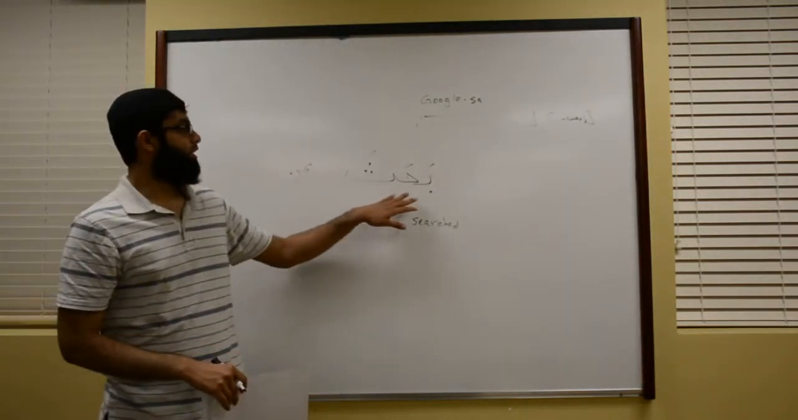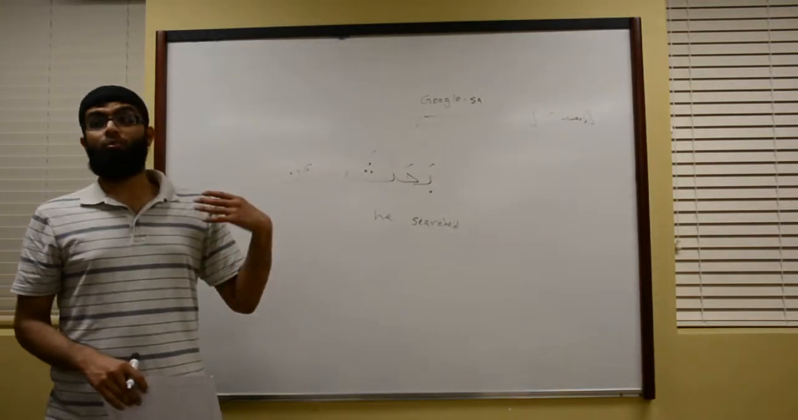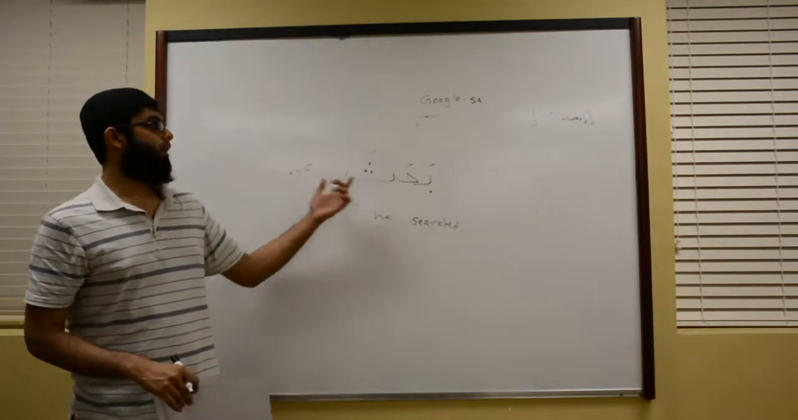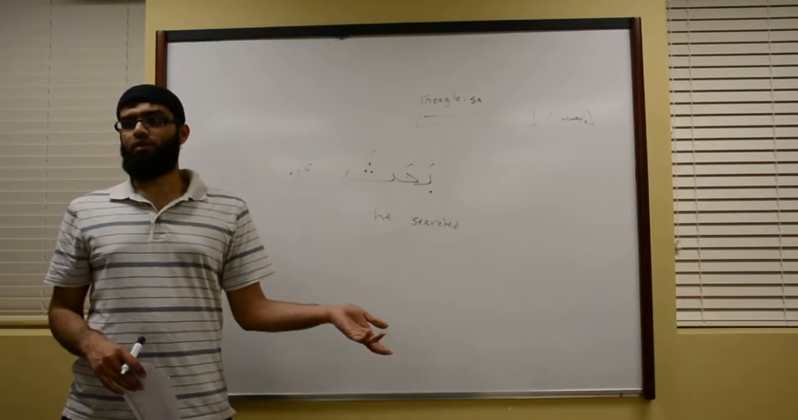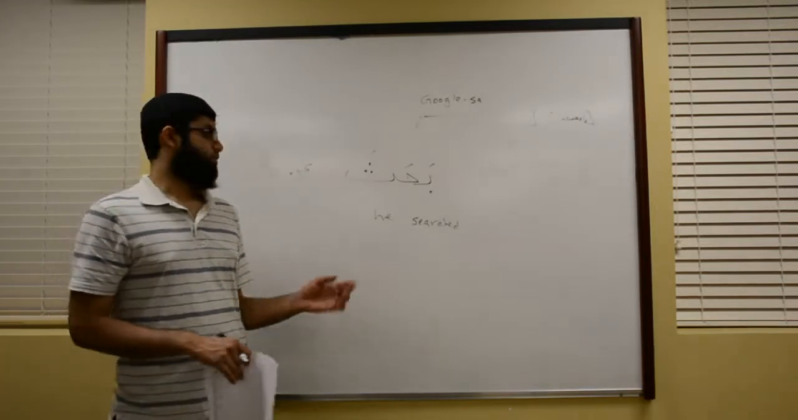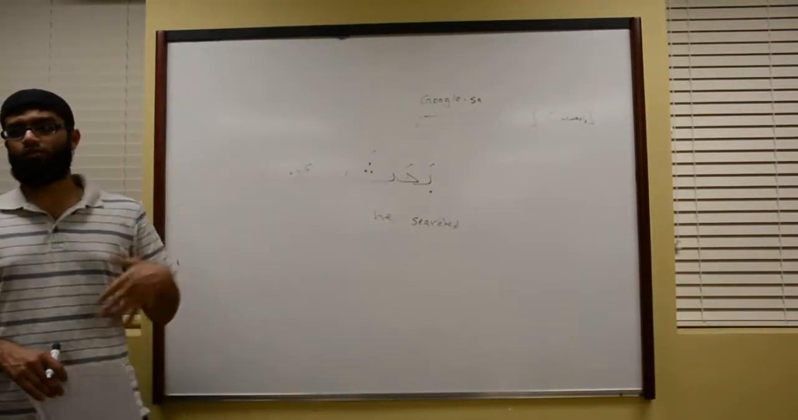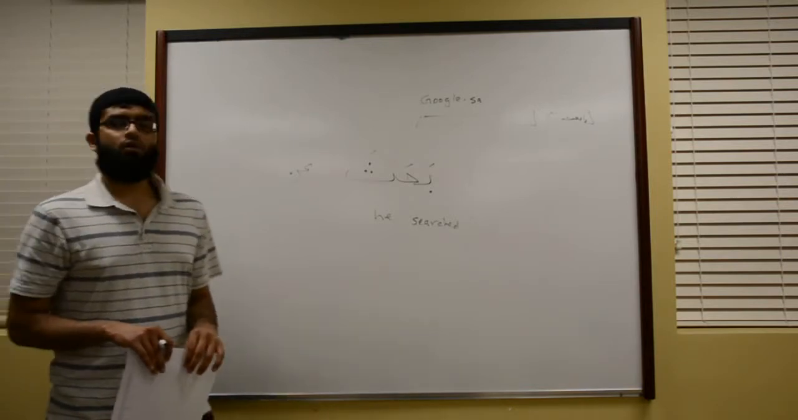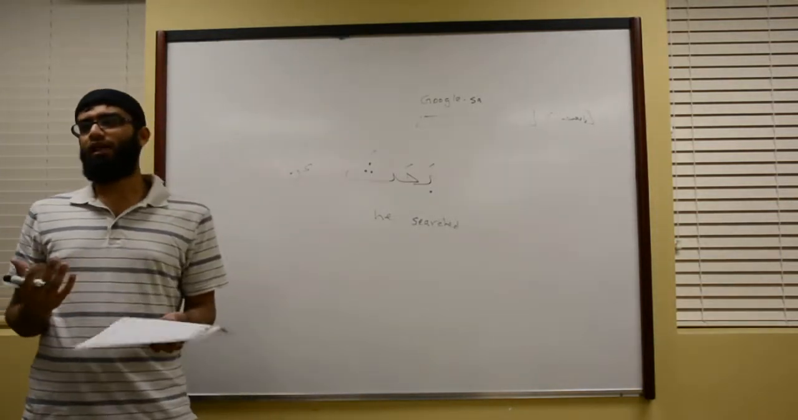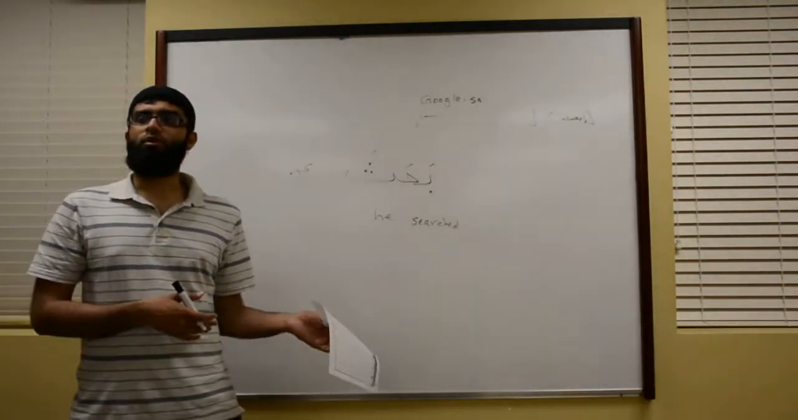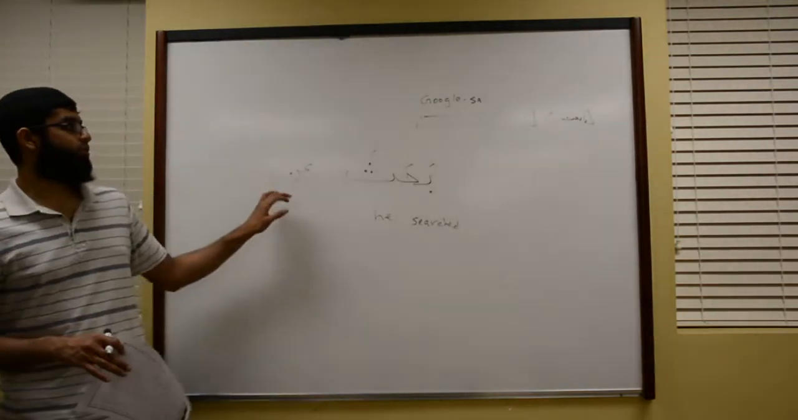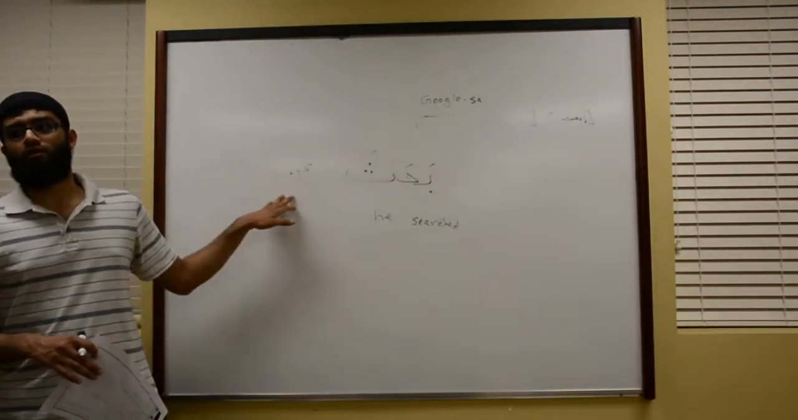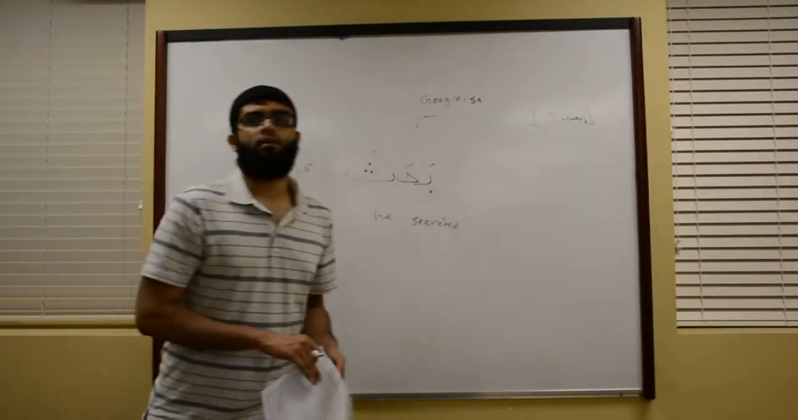So if I want to say he searched for a book, how would I say it? Bahatha an kitabin. Sorry. So Bahatha an kitabin. He searched for a book. Okay. An means for? Yeah. In English you would say for, but in Arabic you just use an. Whenever there is Bahatha, there should be an. There's always an. Bahatha an.